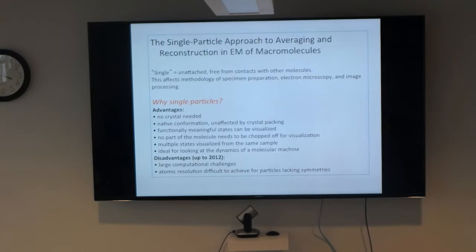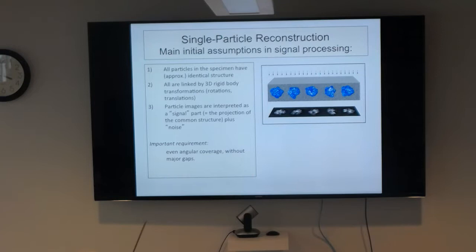Okay, so all particles in the specimen have approximately identical structure. All are linked by 3D rigid body transformation, which means rigid rotations and translations. And the particle images are interpreted as a signal part, which is the projection of the common structure, the structure common to all projections, plus noise. An important requirement is even angular coverage without major gaps.